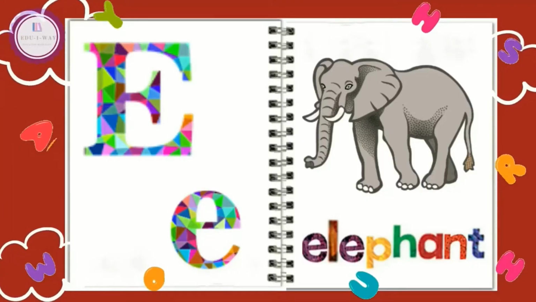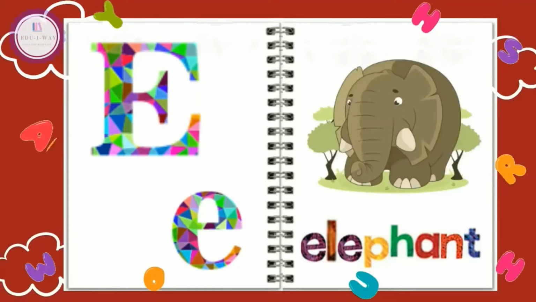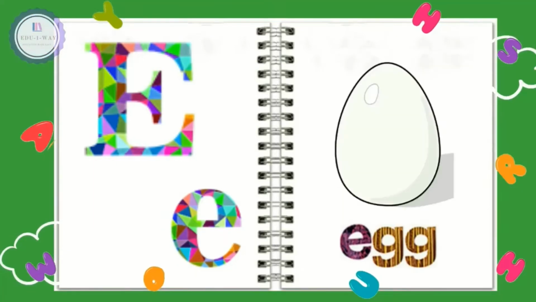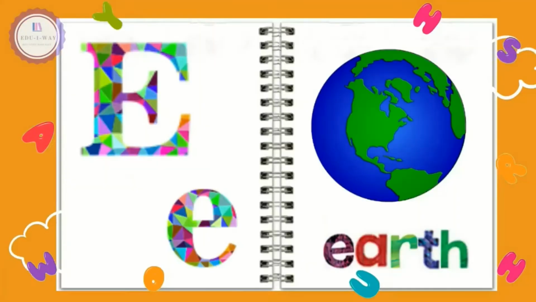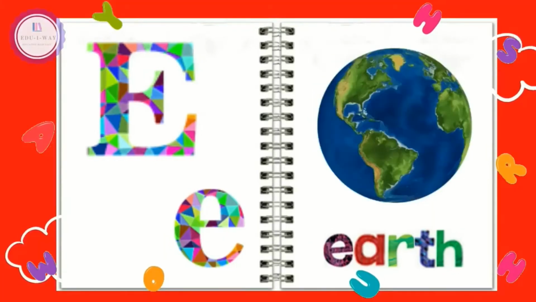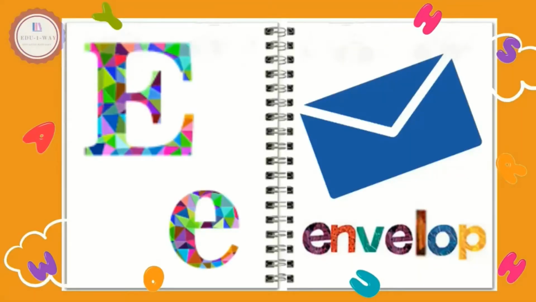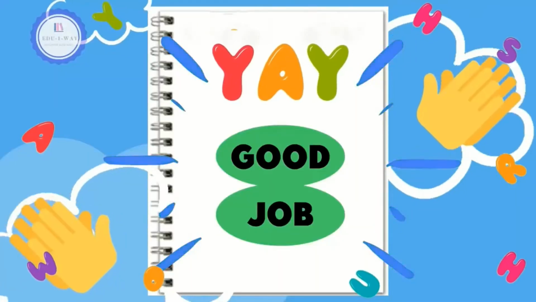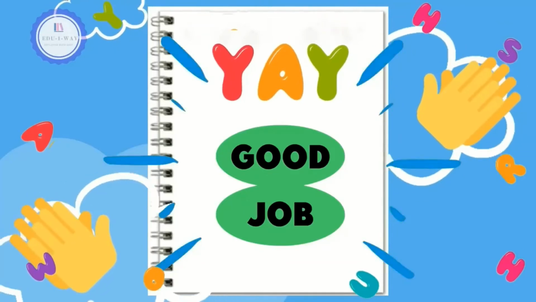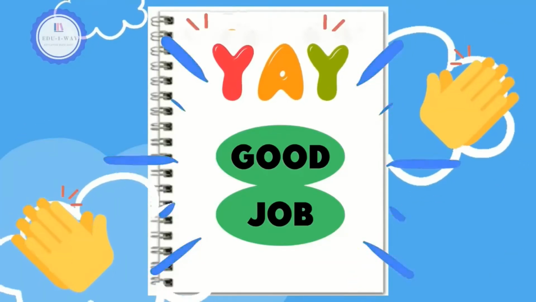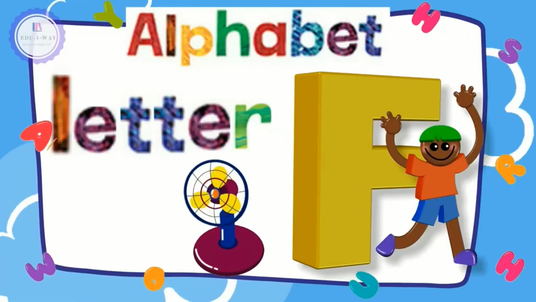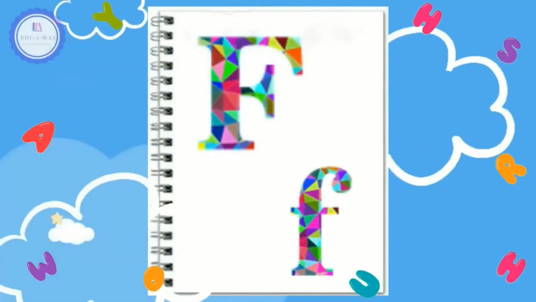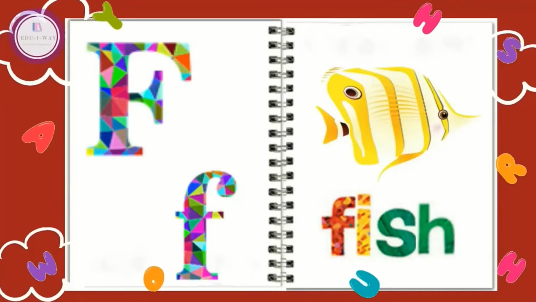E for elephant. Elephants, elephants, elephants. E for egg. Egg, egg, egg. E for earth. Earth, earth, earth. E for envelope. Envelope, envelope, envelope. Good job! Letter F. F, F.